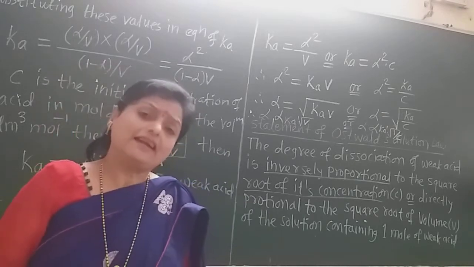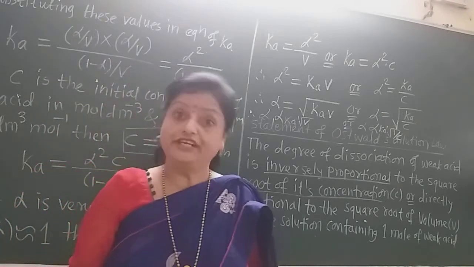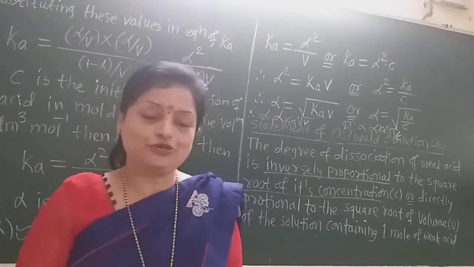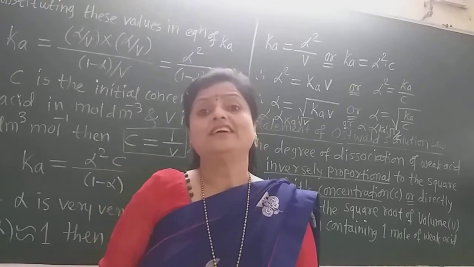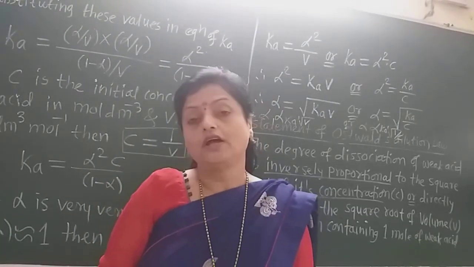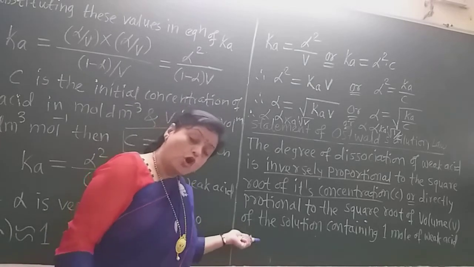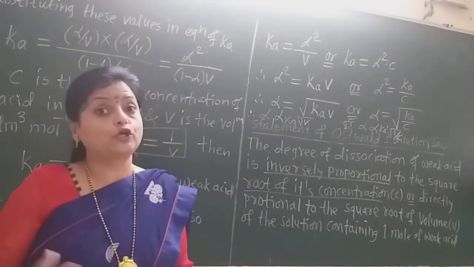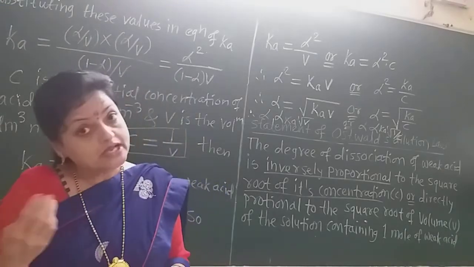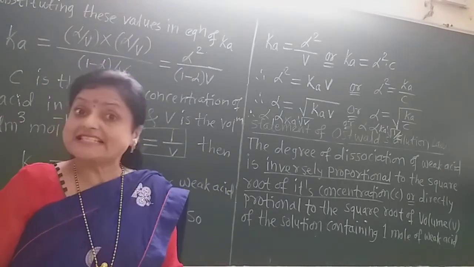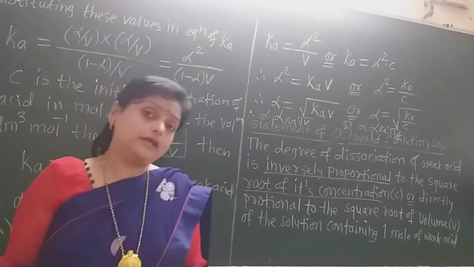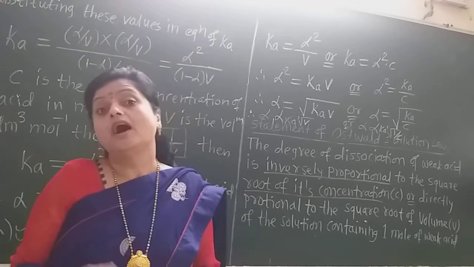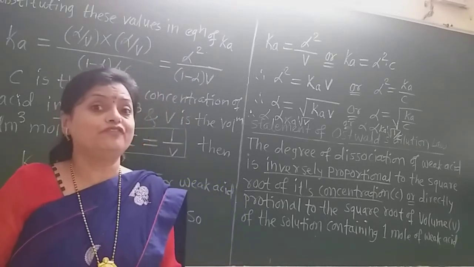Similarly, we can write the Ostwald dilution law for weak base also, but we will learn that in the next lecture. Today, if you understand the statement of Ostwald dilution law, how the degree of dissociation is directly proportional to the square root of volume and inversely proportional to the square root of concentration of that weak acid, and also we learn about the weak and strong acids and bases, their dissociation. Again we learn the dissociation constant of weak acid.